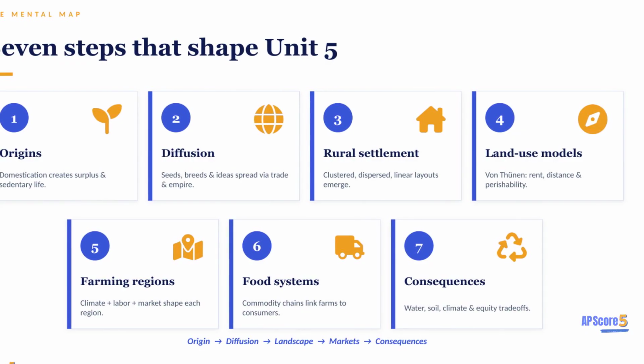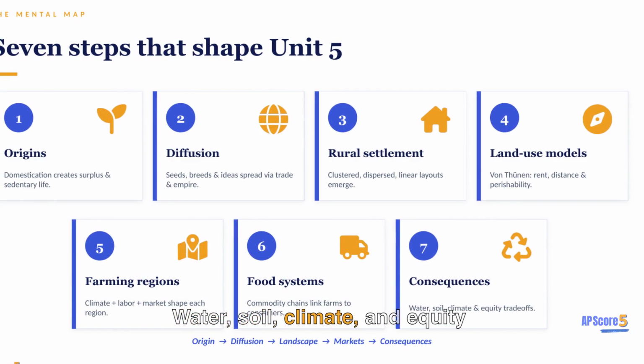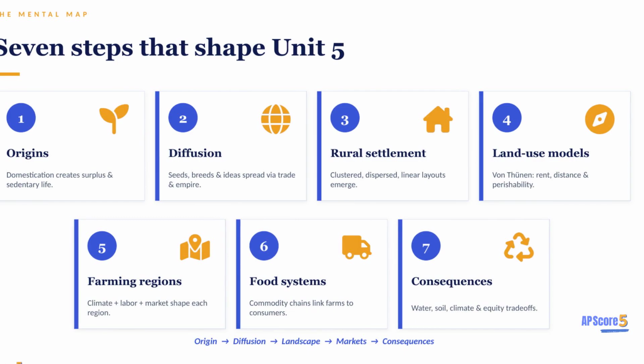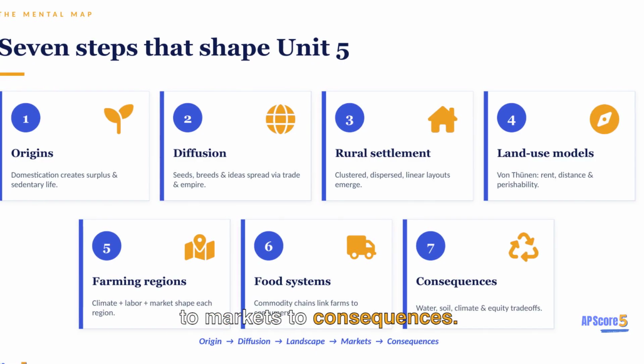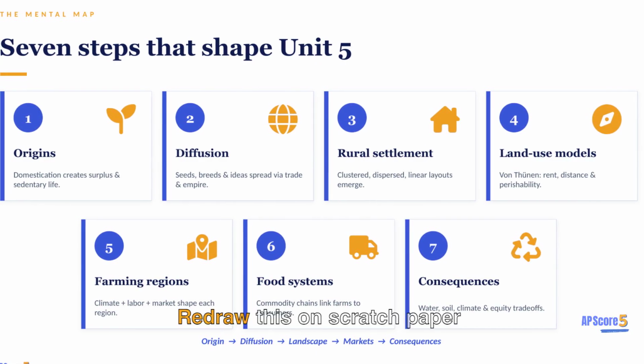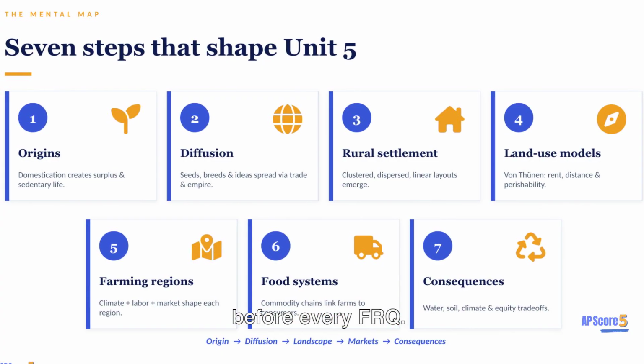7. Consequences. Water, soil, climate, and equity trade-offs. Origin to diffusion, to terrain, to markets, to consequences. Redraw this on scratch paper before every FRQ.